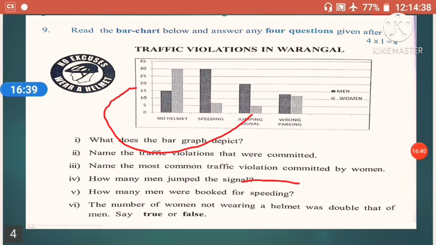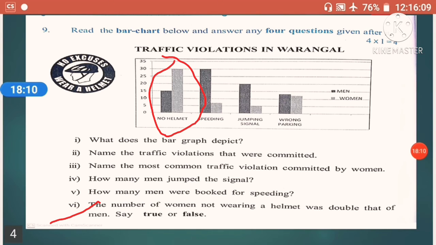Fine. So let's come to our fifth question. How many men were booked for speeding or overspeed? Okay, by watching the bar graph, we can tell the answer is 30 men. You can clearly see here. Okay. So now let's move to the sixth question. The number of women not wearing a helmet was double that of men. Say true or false. So by observing the graph, we can easily answer that it is false.